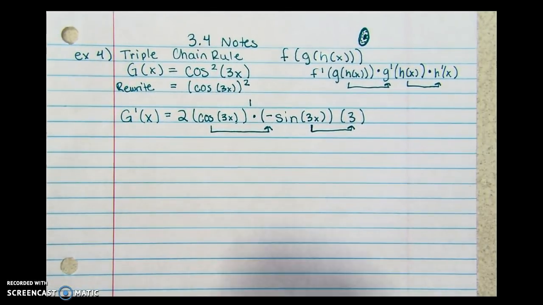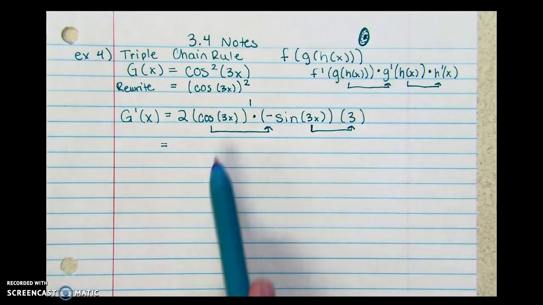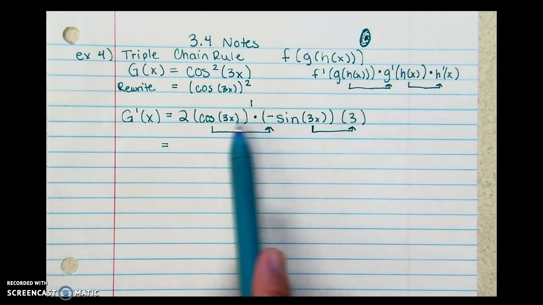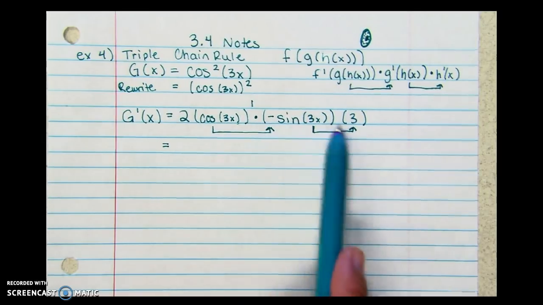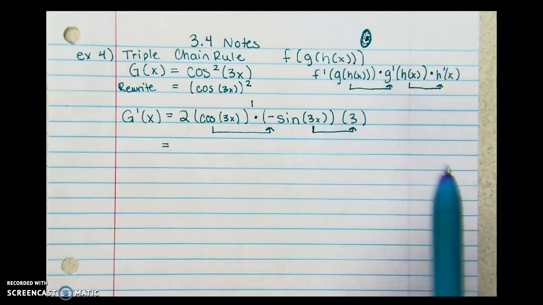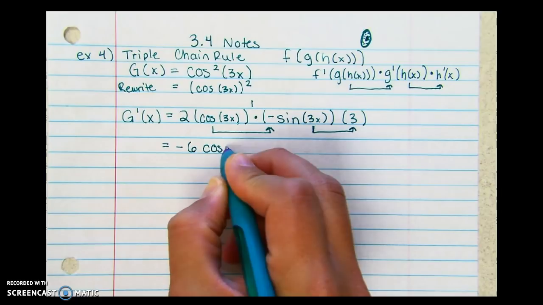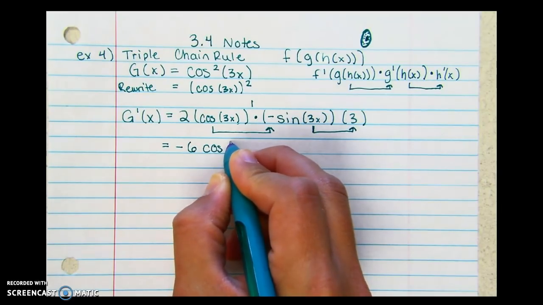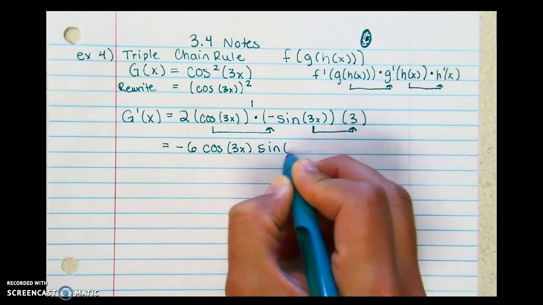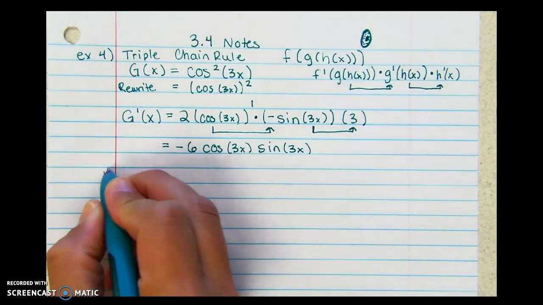Do you like my beautiful parentheses? Do you have all the parentheses like me? There's no adding and subtracting. There's only this multiplication by a negative. So what we're going to do is pull out the constants and the negatives in front. So I see a 2 times negative 1 times 3 would give us negative 6 cosine of 3x times sine of 3x. And that's it. Let's try another one.